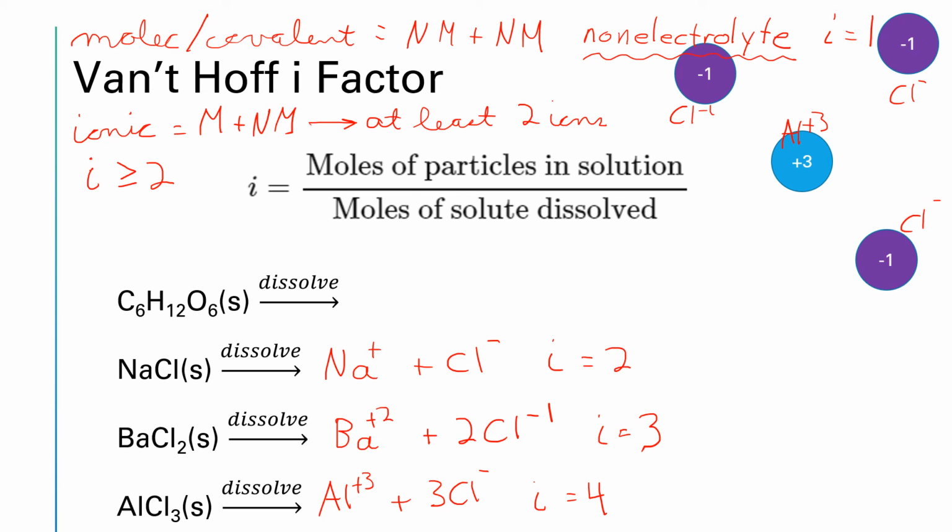And then we have glucose, C6H12O6. Well, this one is molecular or covalent. It's all nonmetals. And so when this one dissolves, we only get one particle. We get C6H12O6. It all sticks together as a single molecule when it dissolves up in water. It is a non-electrolyte. This glucose particle does not have a charge, and so we have an I factor of 1.